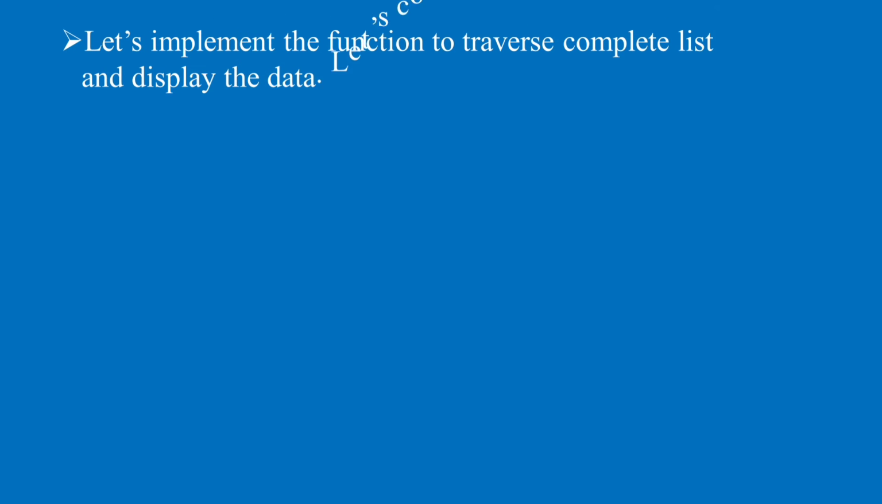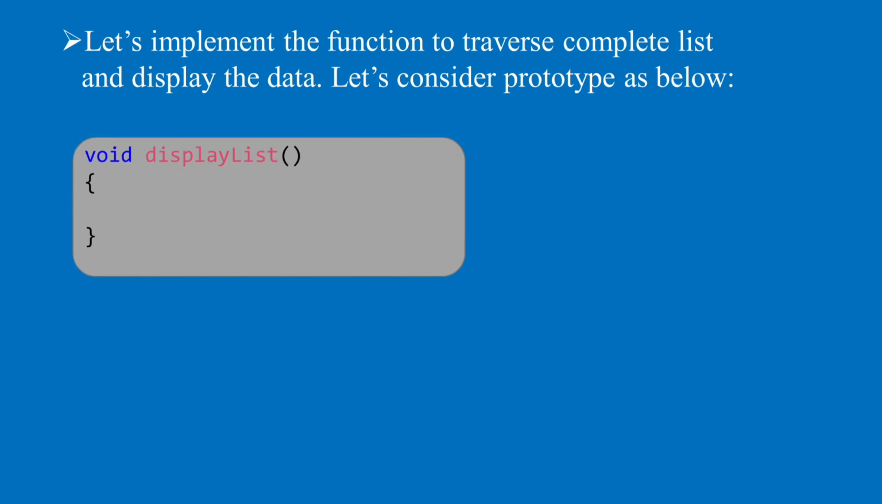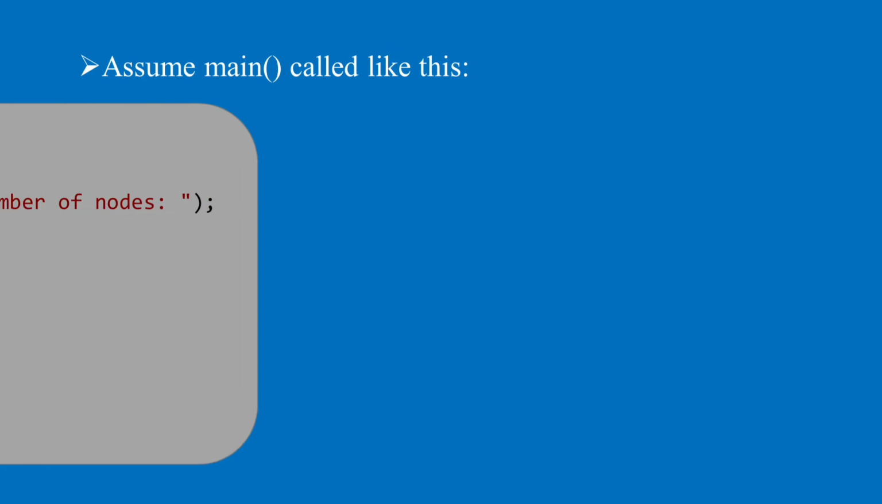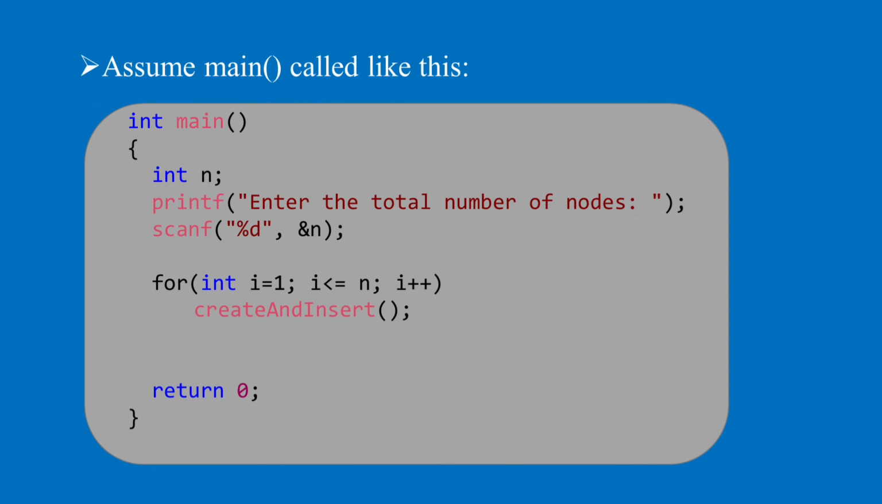Let's implement the function to traverse complete list and display the data. Let's consider prototype as below. Void display list. Assume main called like this. Once list is created, call display list function to display the data from each node which is present in the linked list.